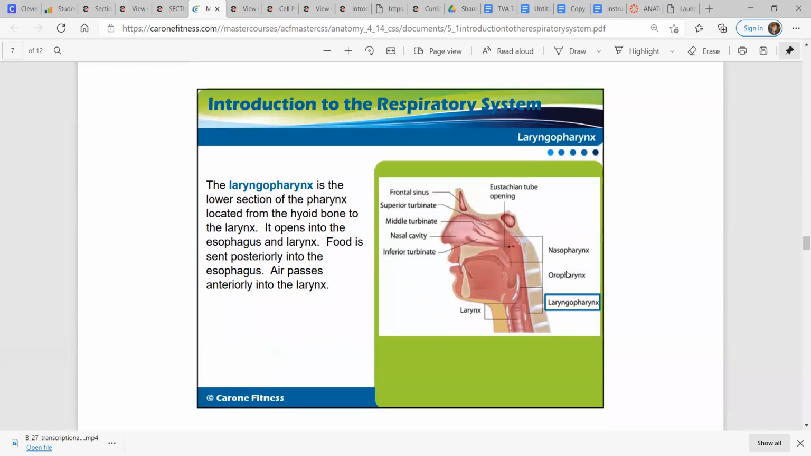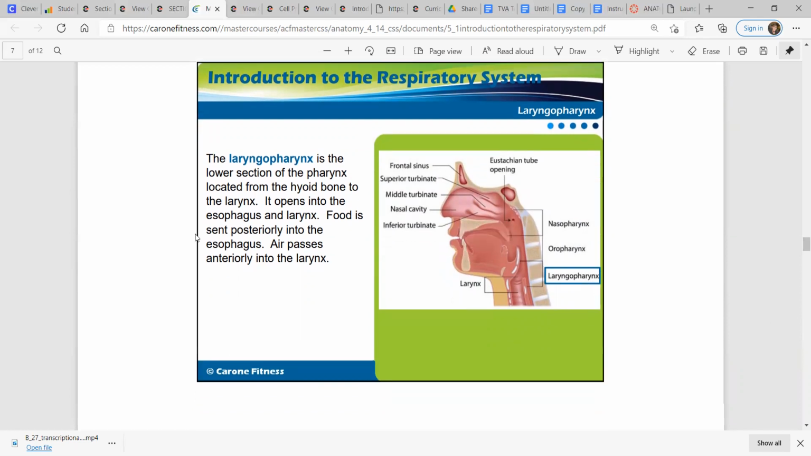The laryngopharynx is the lower section of the pharynx, located from the hyoid bone to the larynx. It opens into the esophagus and larynx, so down here. Food is sent posteriorly into the esophagus, and then air passes anteriorly into the larynx. So your larynx, air goes down in front, and then food is sent to the back into the esophagus. Fun stuff.